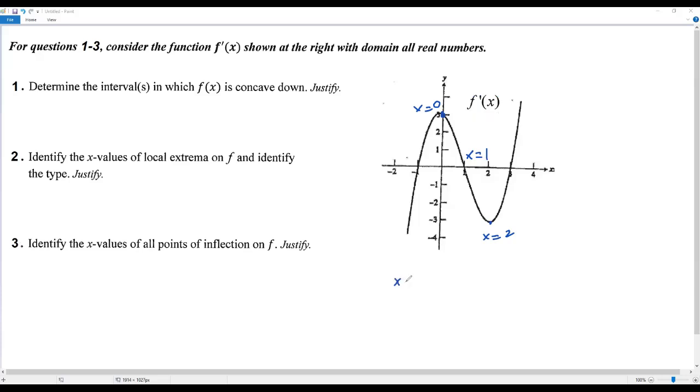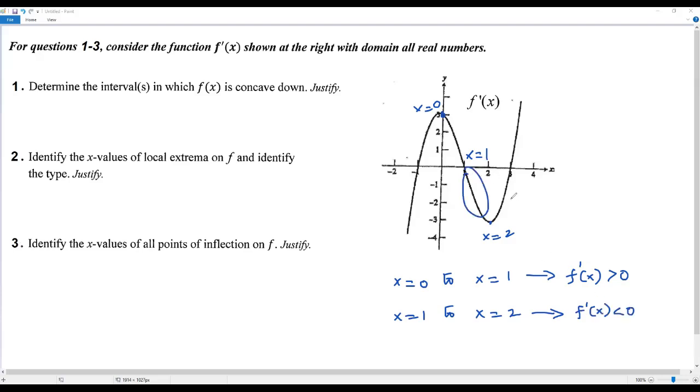Let me write this over here. From x equals 0 to x equals 1, the first derivative f prime of x is positive, that is, the y coordinate on the graph of f prime of x is positive. From x equals 1 to x equals 2, f prime of x is negative, because the y coordinate is negative, as it's below the x-axis.